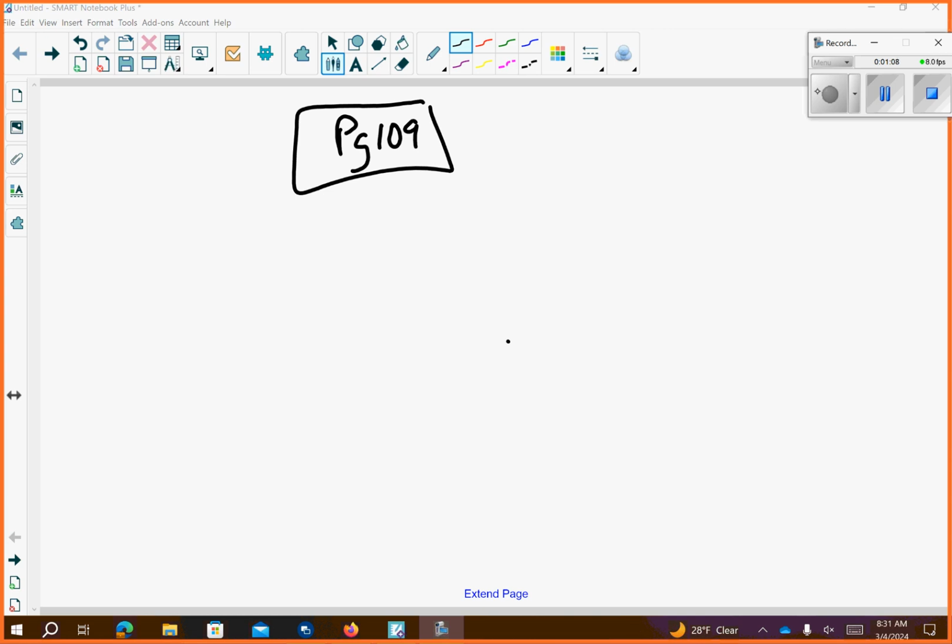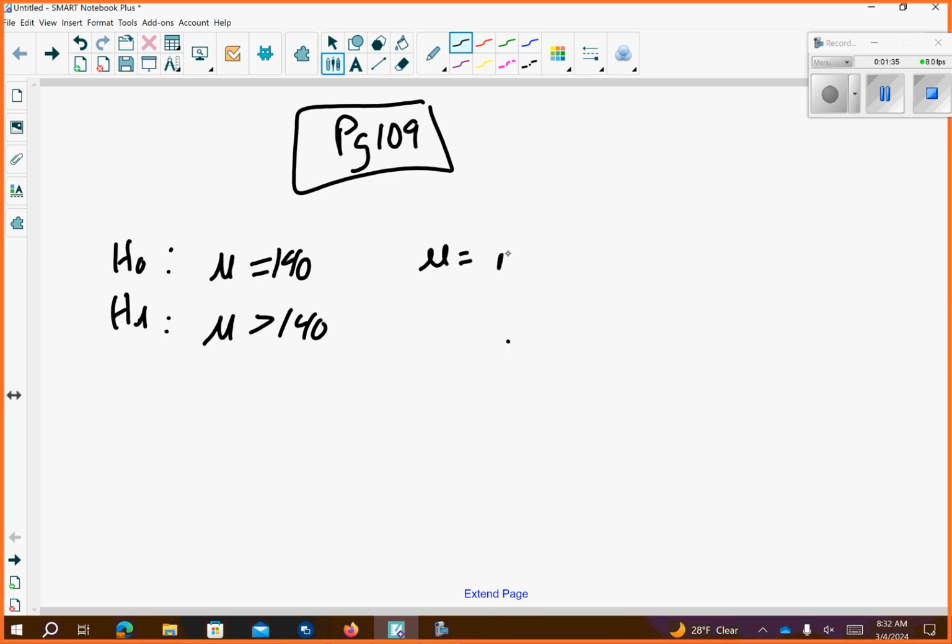All right. So this is on page 109. So our null hypothesis and our alternative are the first things we're going to come up with. He's saying that it's equal to 140. The machine is saying that it is greater than 140. So we'll say that mu is the average blood pressure. Pretty simple so far. That's just the Greek letter mu if you don't know it.